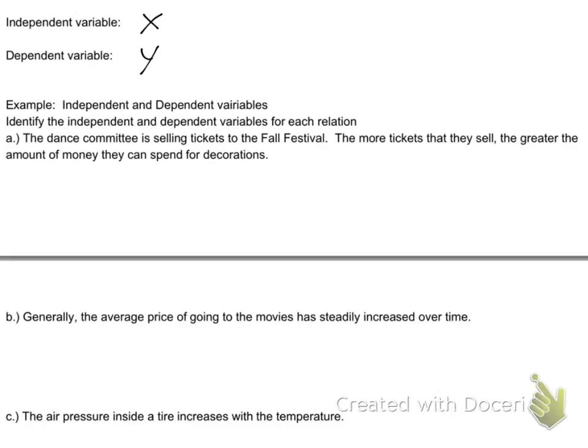Identify the independent and dependent variables for each relationship. So, the dance committee is selling tickets to the Fall Fest. The more tickets that they sell, the greater the amount of money they can spend for decorations. So, I want independent and dependent. Someone give me a reason, which one is which, and a reason why.